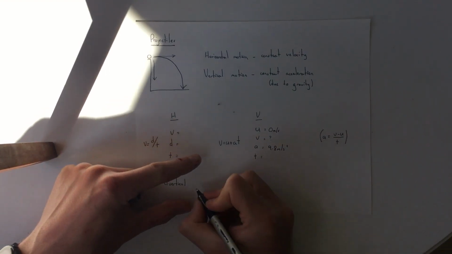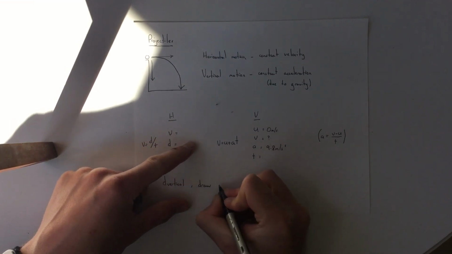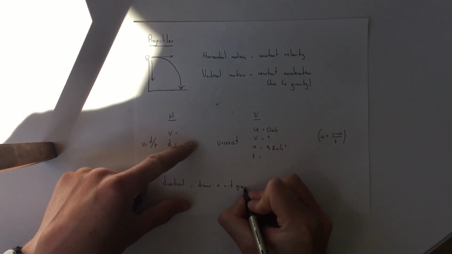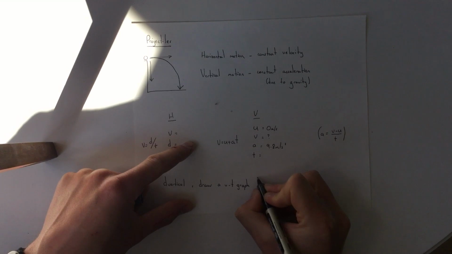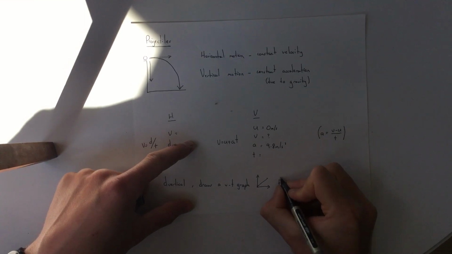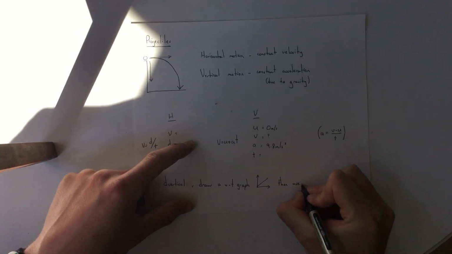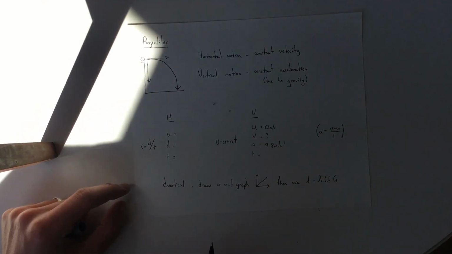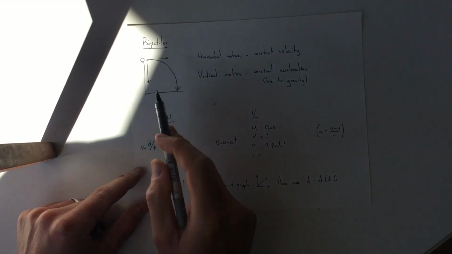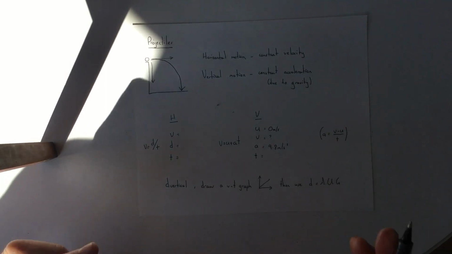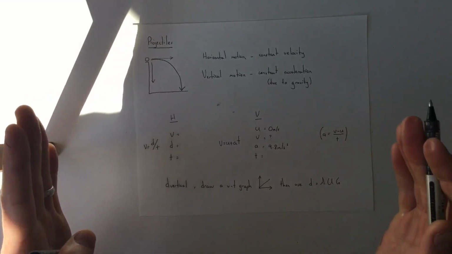To do that, you actually need to draw a vt graph, because you remember that under a velocity time graph, you get the distance or displacement. So let's just draw what that would look like to remind you. Then you use d equals area under graph. If it's asking you to find the vertical distance or the vertical drop, create a little vt graph and then use distance equals area under that graph. That should be everything you need to know with regards to projectiles.